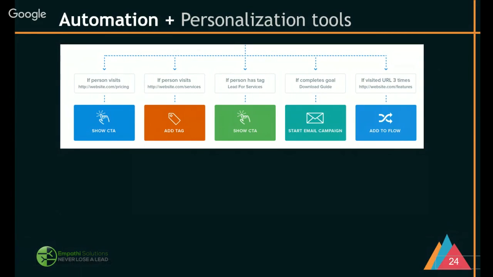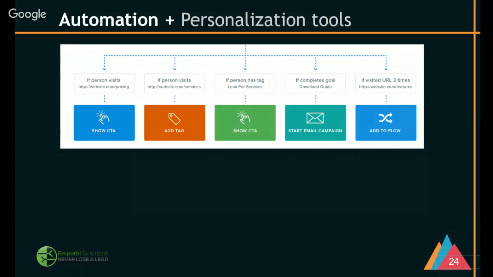And you can also trigger call to actions and start email campaigns. It integrates with a few other software like GetResponse or MailChimp, so you can actually trigger an email campaign based on certain goals that they have achieved or certain actions that they've taken. All right, if they visited your website for more than 3 times, you can add them to a flow or a process, right?